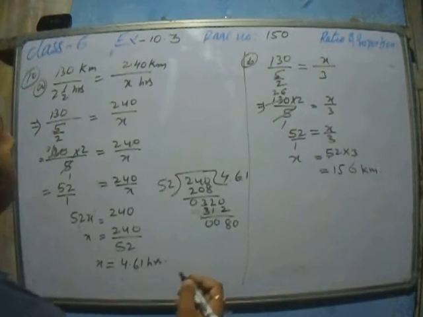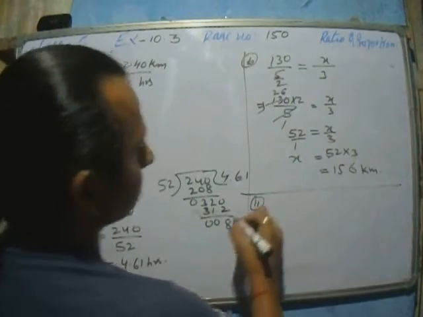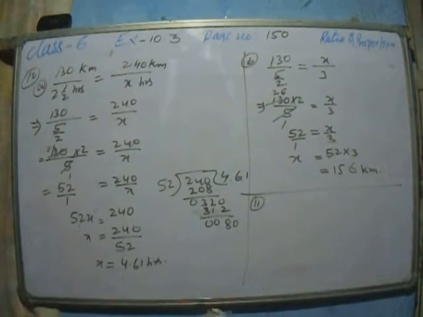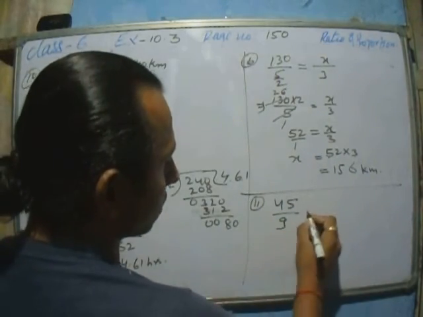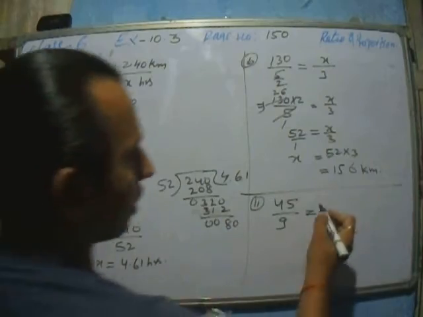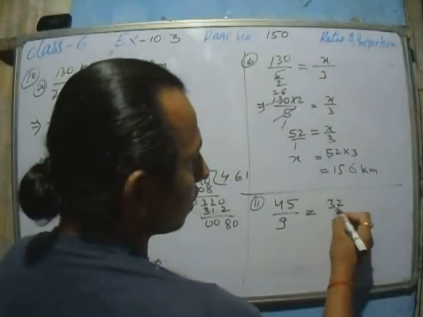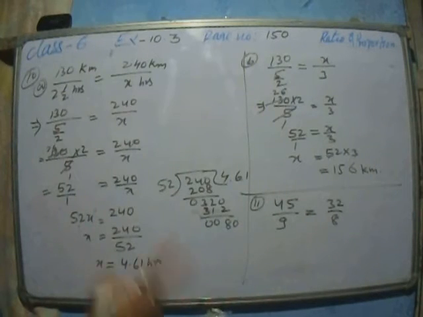Now next question number 11. Question 11 says to us, Sarvesh made 45 runs in 9 overs. So 45 runs, 9 overs. Then Abhishek made 32 runs in 8 overs. So here Abhishek made 32 runs in 8 overs. Now here who made more runs? So again we are going to compare.